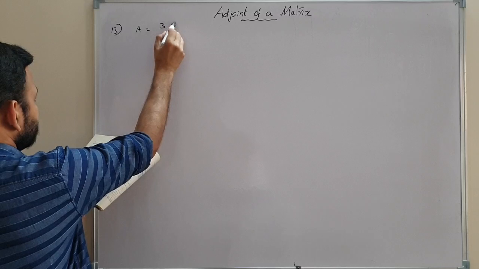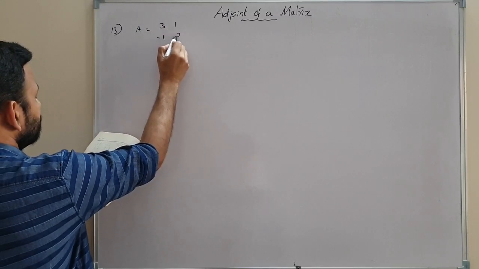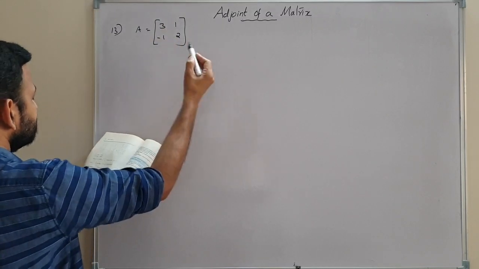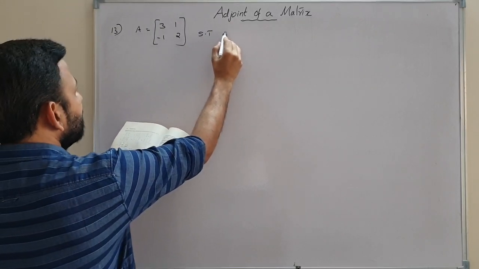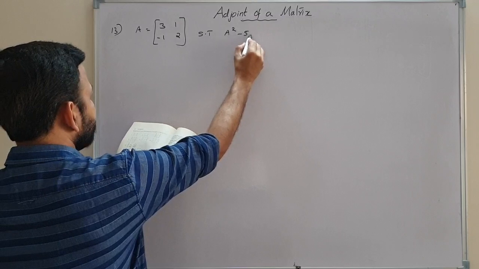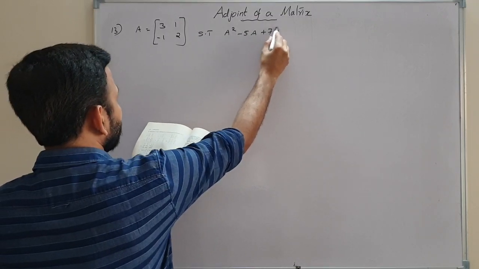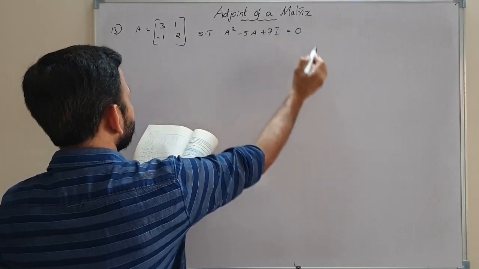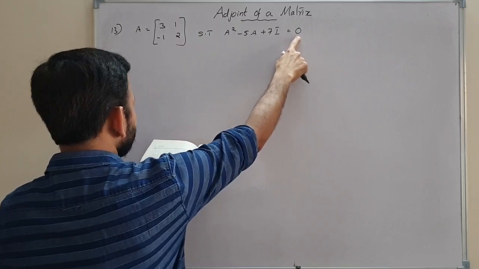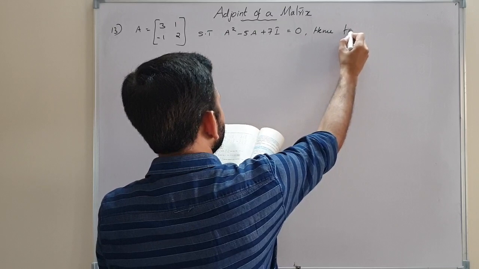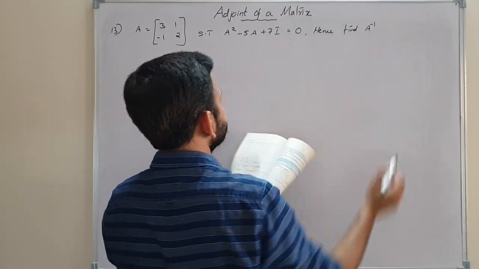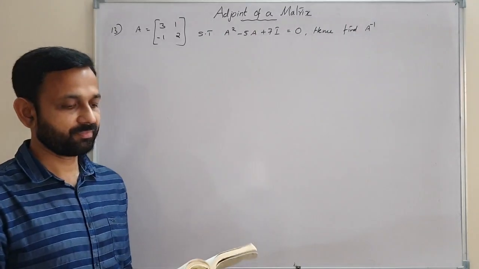A is equal to the matrix 3, 1, minus 1, 2. Show that A square minus 5A plus 7I equal to 0 matrix. This is not a 0, this is the 0 matrix. Hence find A inverse. That is our question.